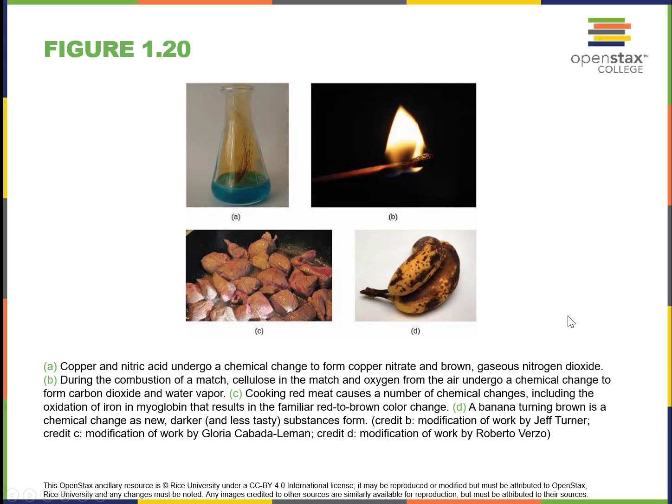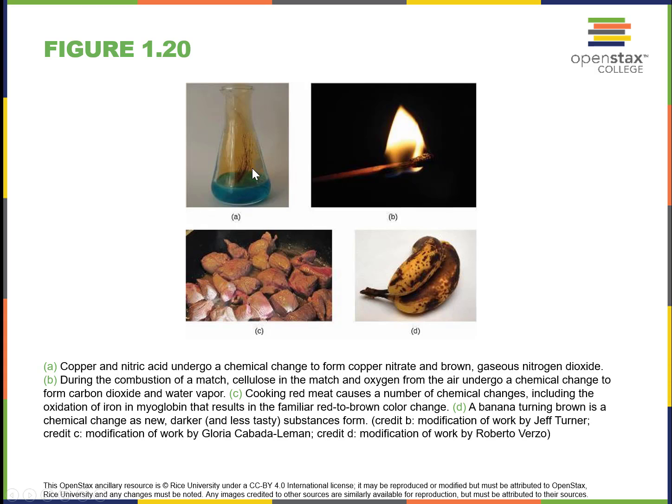Okay, I want to look here at some examples. These are all going to be chemical changes, but I want to talk about them as a way of understanding, well, how do we know that that is a chemical change? So this is a reaction. We're actually going to be doing something similar to this in the lab later this semester.